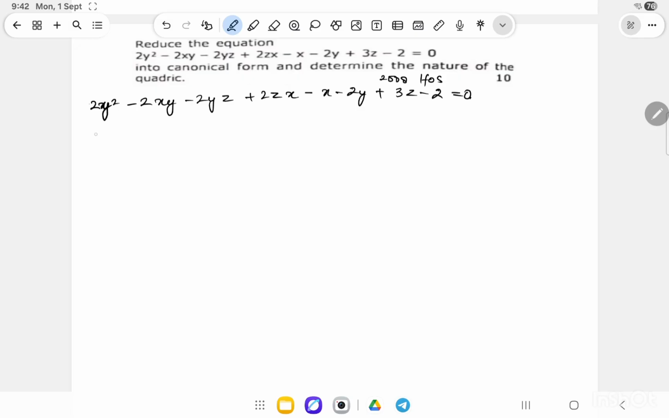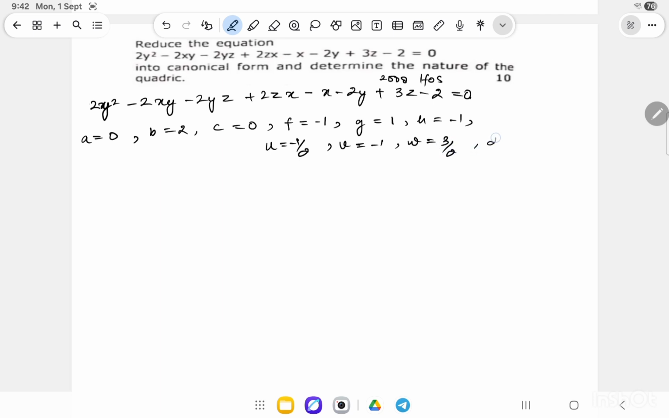So if I compare it with the general equation, I will be getting a equals to 0, b equals to 2, c equals to 0, f is minus 1, g is 1 and h is also minus 1, u is basically minus 1 by 2, v is minus 1 and w is 3 by 2, and constant term d is minus 2.